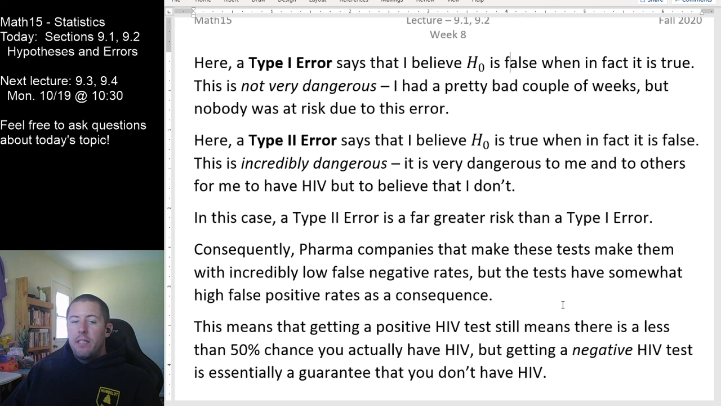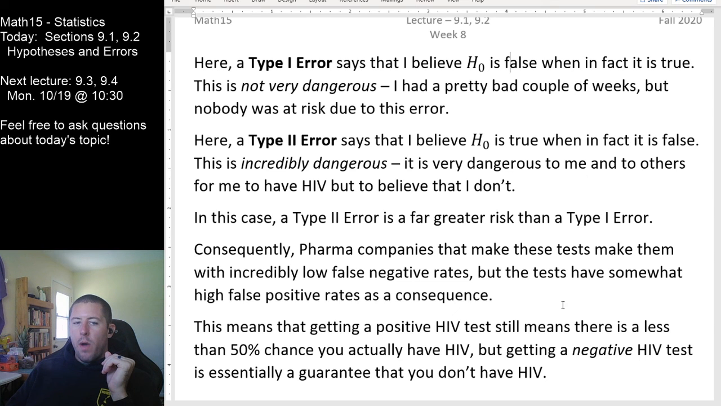Because I know that these tests are designed so that there is essentially a 0% chance of a false negative, because those are incredibly dangerous. But there's always going to be a trade-off with these tests. If you're going to make sure that there's no false negatives, you are going to increase your chance of false positives. There's just no real way around that.